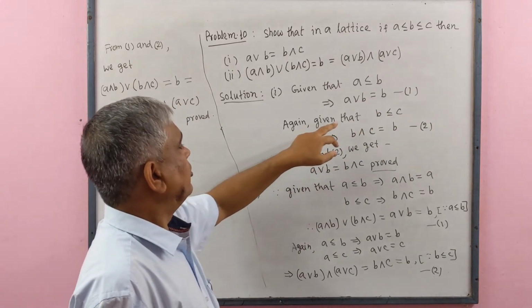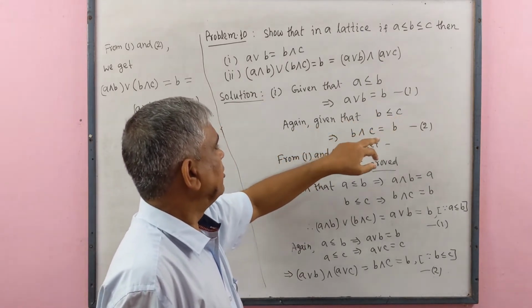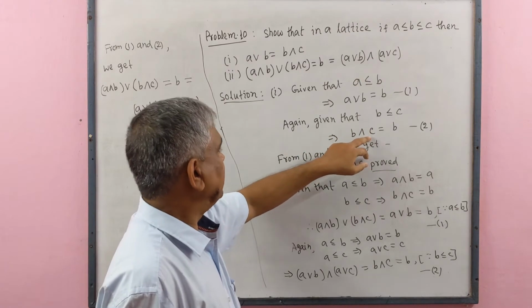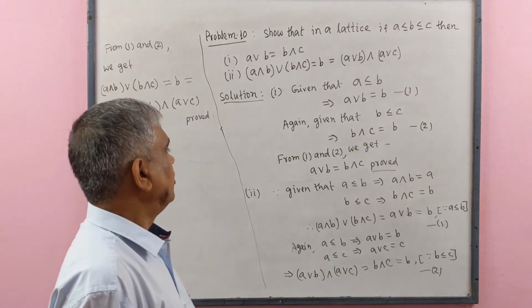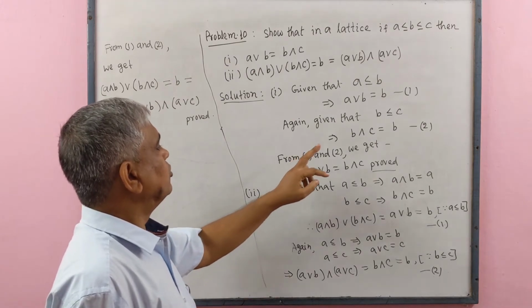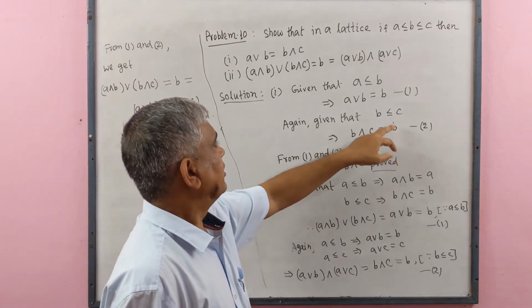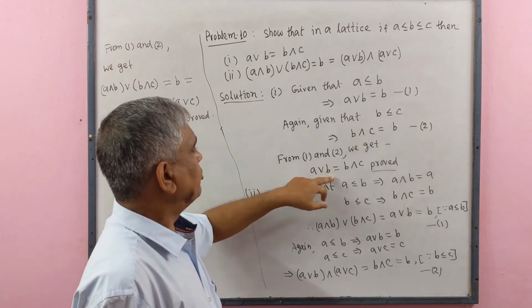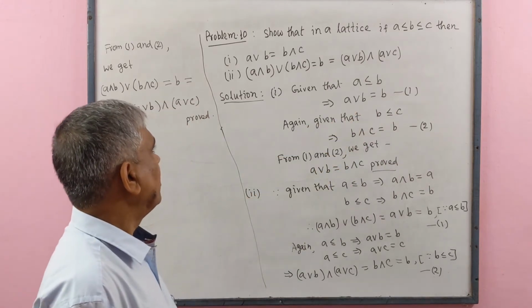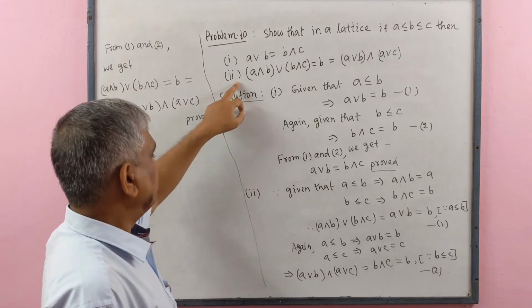Again, given that B is less than or equal to C, so B meet C equals B. From 1 and 2 we get right side B, so left side equal. Proved. Now we solve number 2.